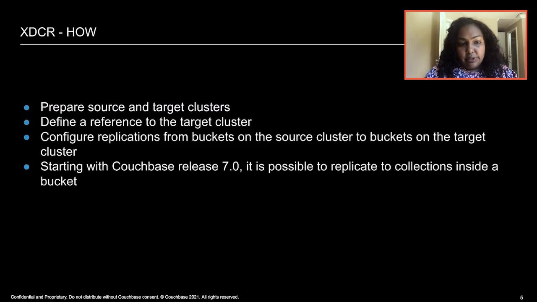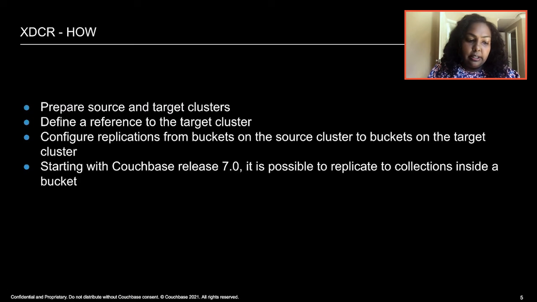So we will look into this step in detail over the next few slides about how to set up a reference and how to set up a replication. But I do want to just mention that with Couchbase Release 7.0, it is now possible to also specify which collections in your source need to be mapped to which collections in your target bucket. Right? And this is also something which we will get into in a minute.